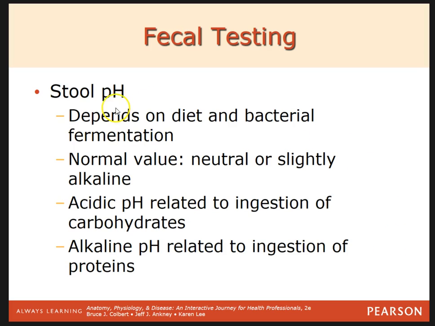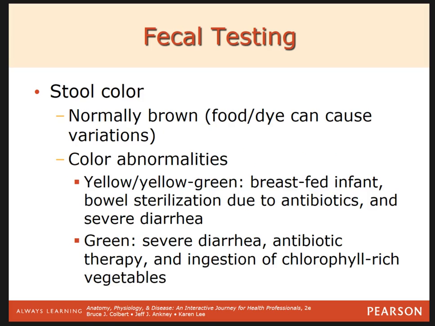We look at testing the stool pH. The pH of the stool can depend on the diet and the bacterial fermentation in the colon. A normal value is going to be neutral or slightly alkaline, so 7 or above. Acidic could be that there's excessive carbohydrates. Alkaline pH could result from excessive proteins.